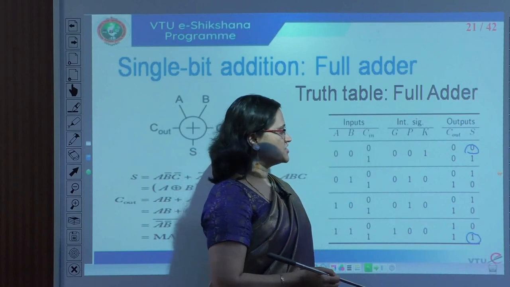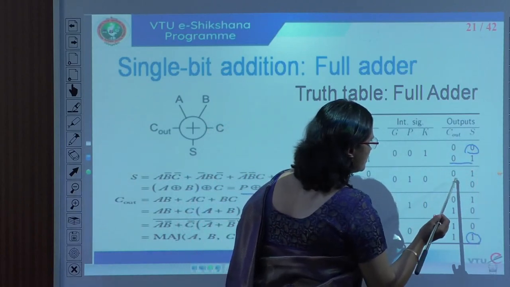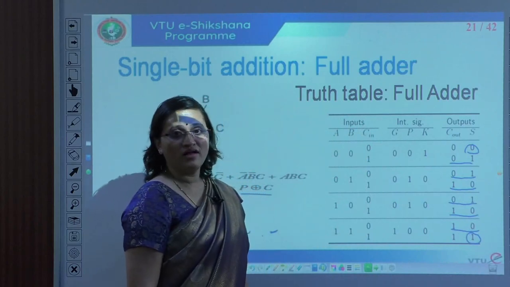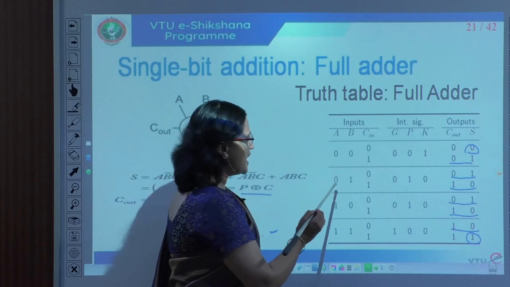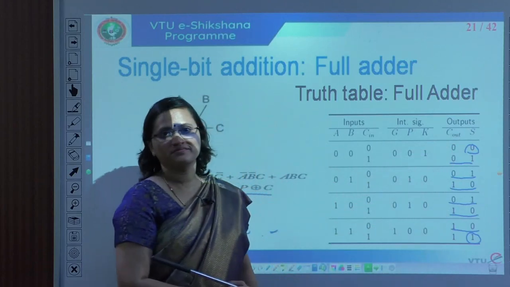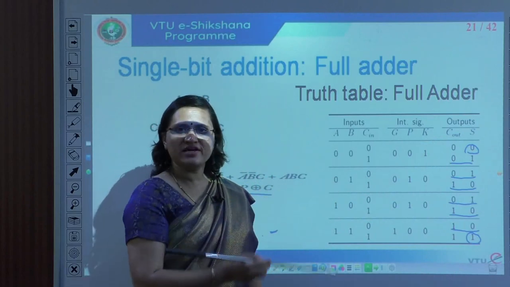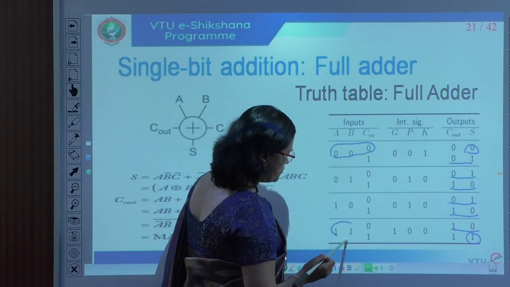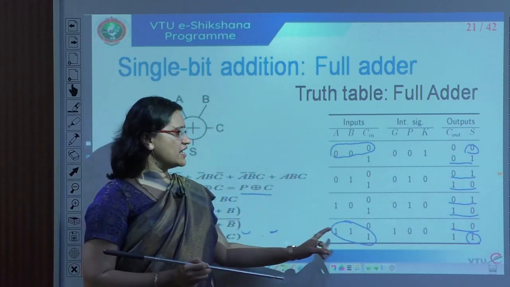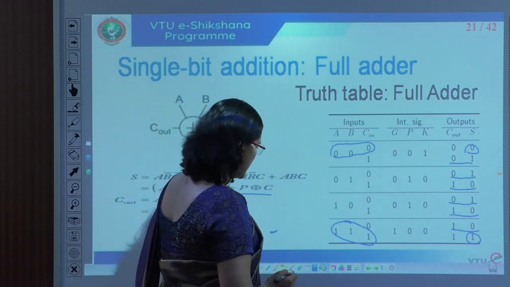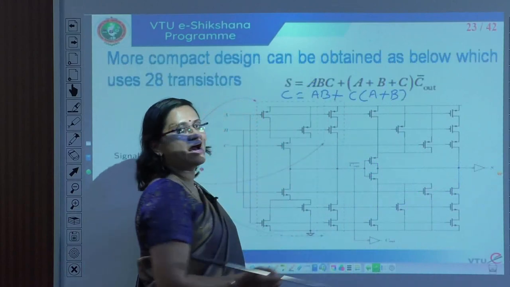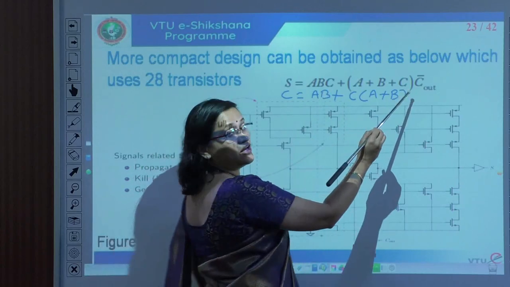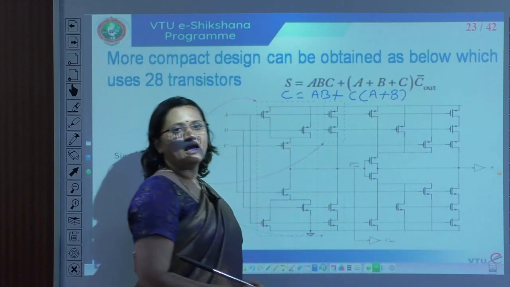You can see here, it is complement, complement, complement. So, I can write the sum expression as (A plus B plus C) into Cout bar. Now plus ABC also I have written, right? Plus ABC is nothing but for this combination A into B into C. So that's why I can write the sum expression as ABC considering the first row and the last row. For the remaining rows, it is (A plus B plus C) into Cout bar.